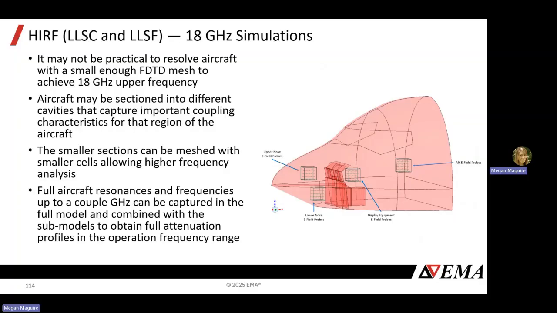For an 18 gigahertz simulation, so that higher range of the LLSF, it very much is not practical to resolve a full aircraft. And so what you can do is actually section your aircraft into different areas or different cavities to capture important coupling characteristics. So in this case, I looked at the cockpit of an airplane, and that's all I modeled for 18 gigahertz. So that way I could have that reduced cell size. It wouldn't take months to simulate, and I could see what the response is up to 18 gigahertz.